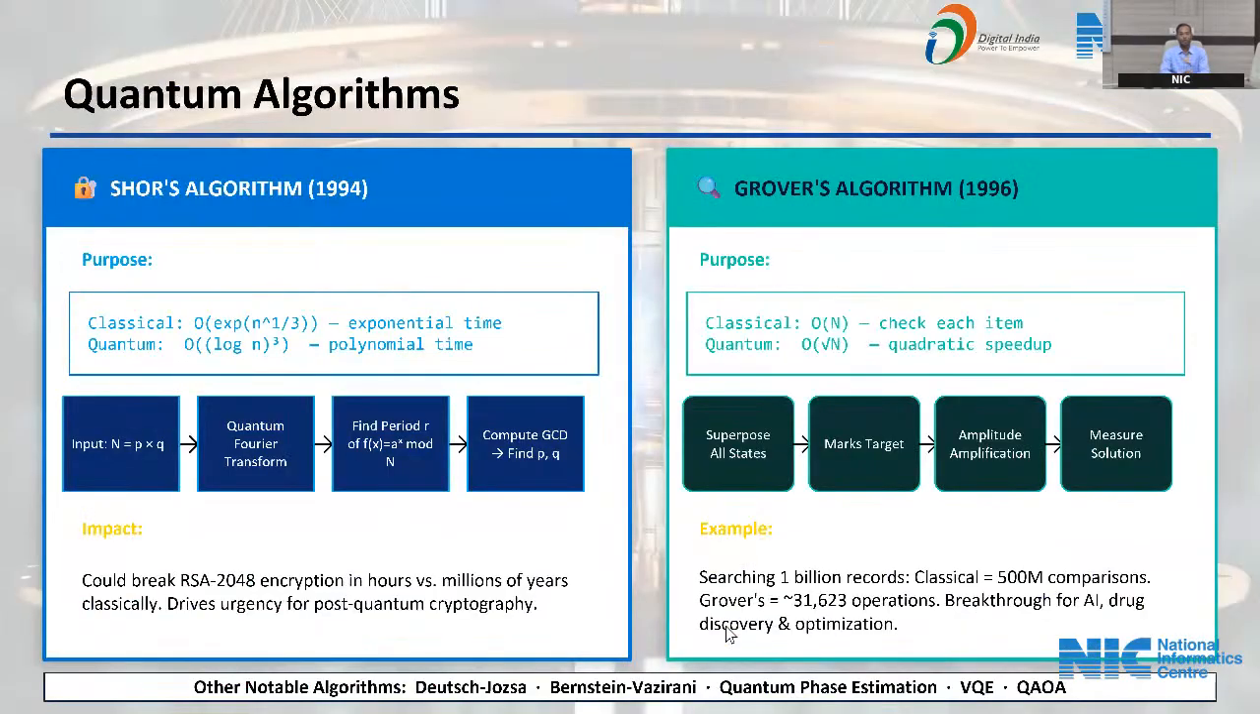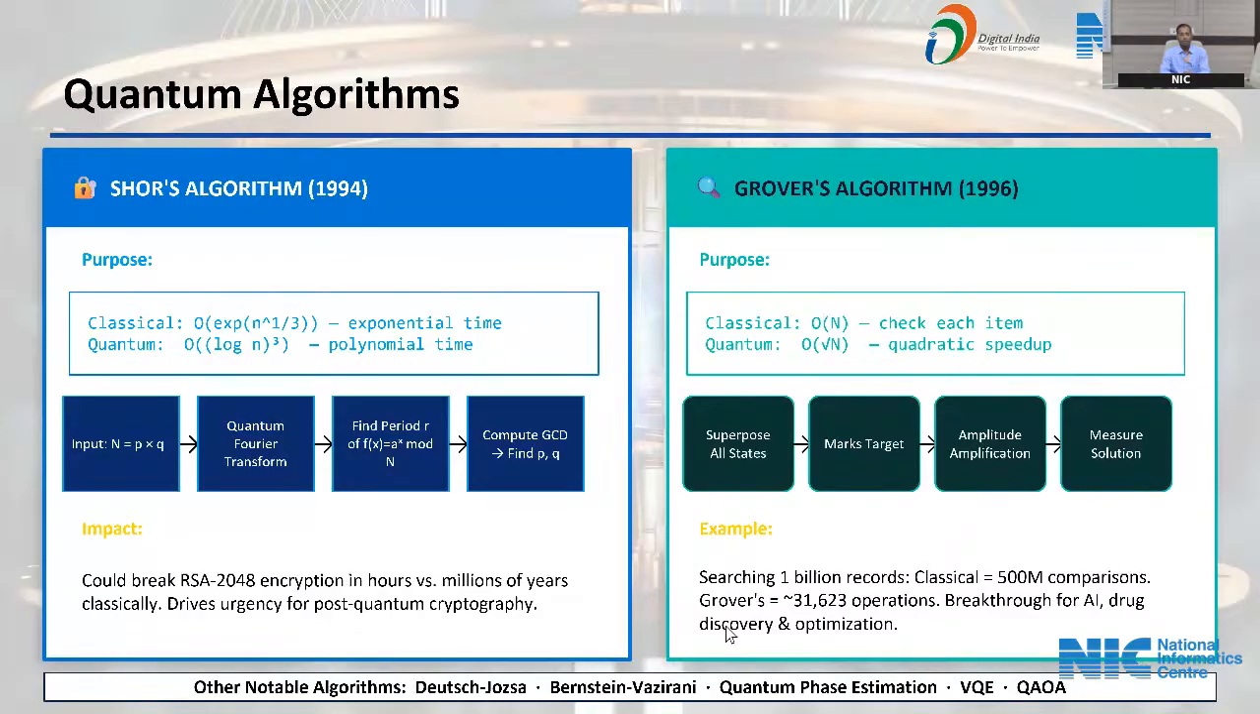These two algorithms are very helpful for our NIC colleagues. I recommend that you please go through these algorithms, and we can understand them very easily. Shor's algorithm is about breaking all the cryptography. It has exponential time complexity if it is classical, but in quantum we have polynomial time complexity.